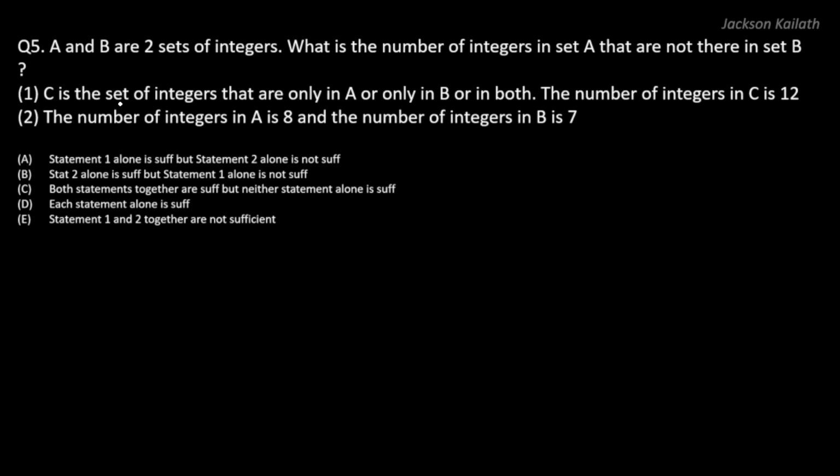Statement 1 says C is the set of integers that are only in A or only in B or in both. The number of integers in C is 12. And statement 2 says the number of integers in A is 8 and the number of integers in B is 7. Now the question is about the number of integers in set A that are not there in set B. Pause the video, give it a try, and then let's solve this question together.